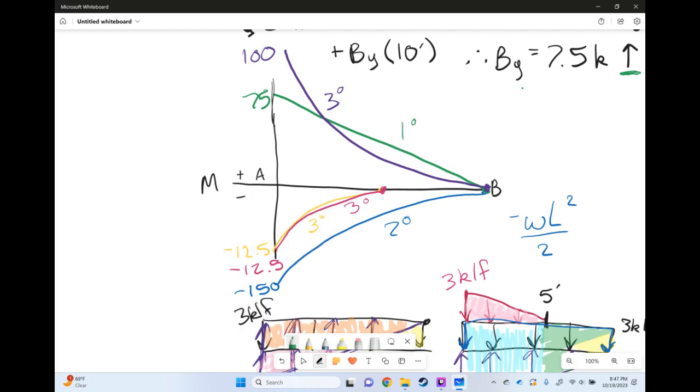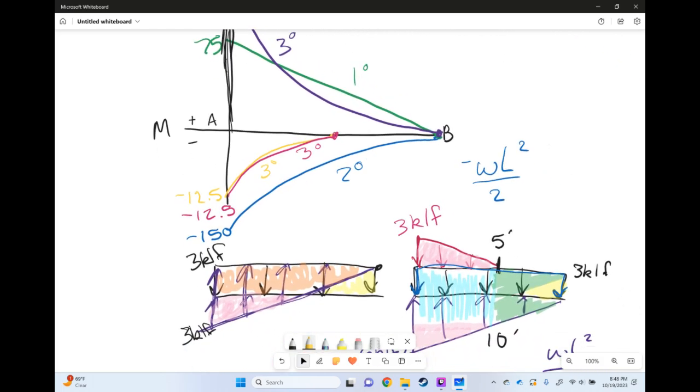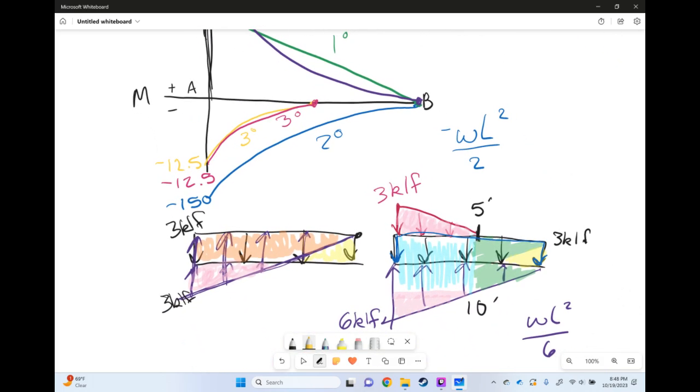So technically, that is our moment diagram using superposition. We have it going all the way up to 100 with the cubic. Then we have 75 with the linear. Then we have our 2 different ones, our negative 12.5 cubic and our negative 12.5 cubic, and then our negative 150 quadratic. So that, in a nutshell, is how to do moment diagrams using superposition.